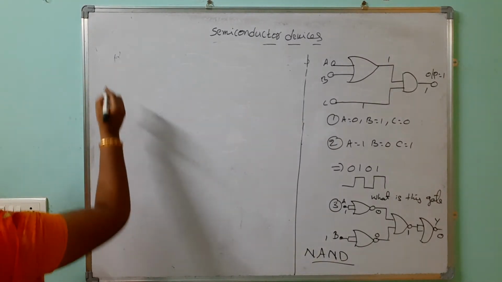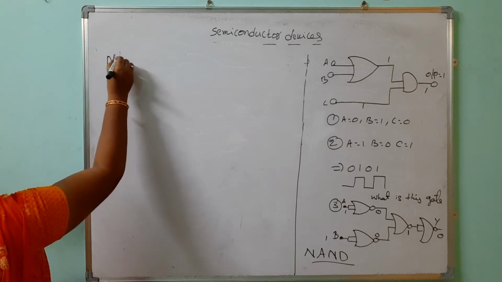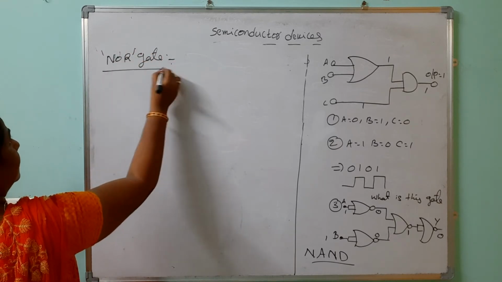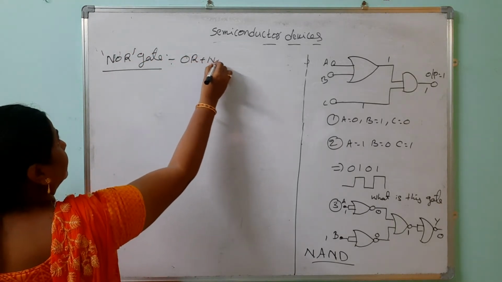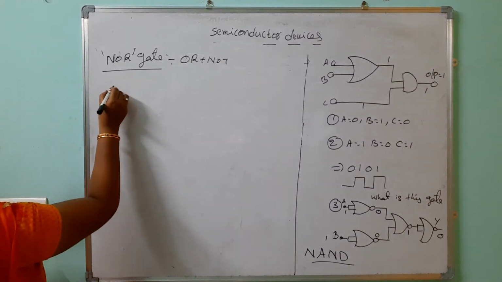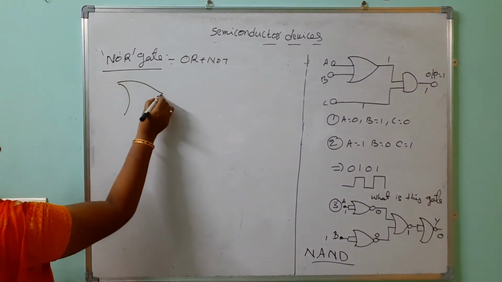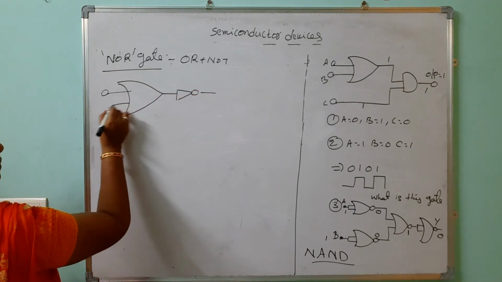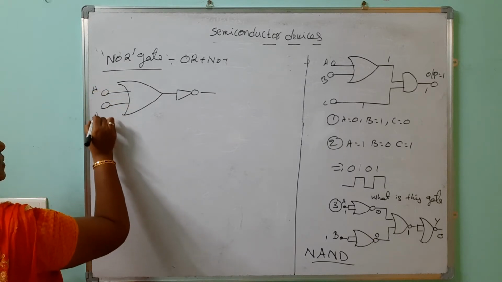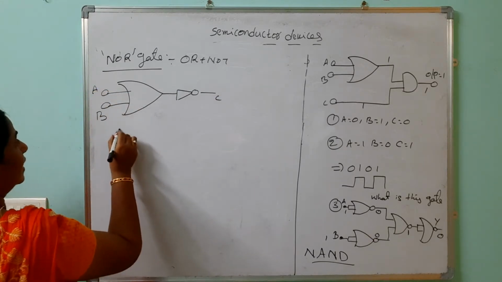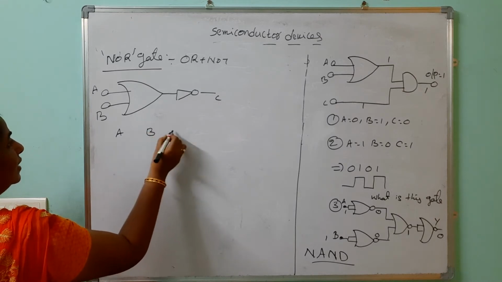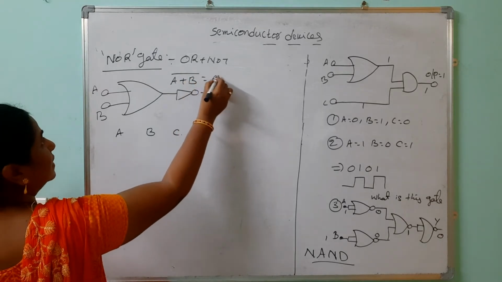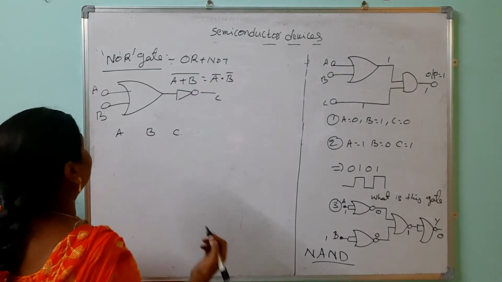Then come to here. See, the first one is the NOR gate. First of all, what is the meaning of NOR gate? OR plus NOT is called the NOR gate. Generally the symbol is like this. It has two inputs and one output. Look here at the truth table. Before that you have to remember this formula: A plus B whole bar equals A bar dot B bar, A bar into B bar.